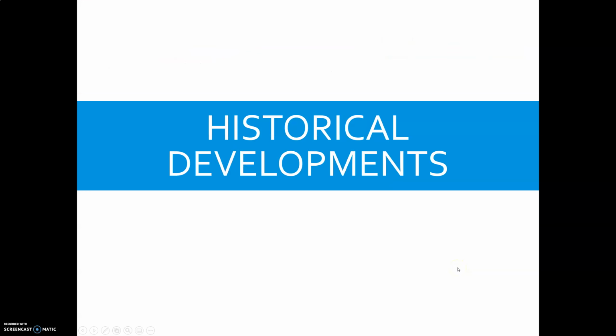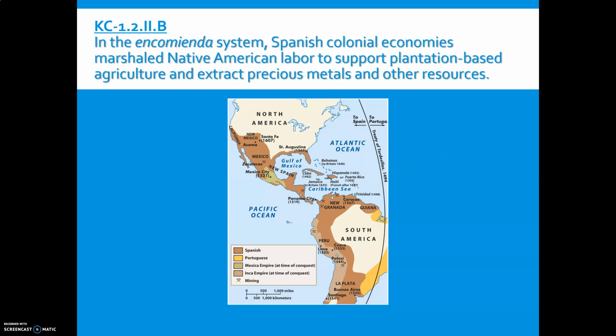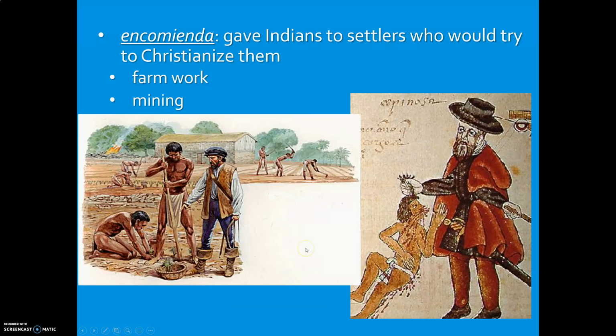And so let's look at some historical developments related to this. Our first one states that in the encomienda system, Spanish colonial economies marshaled Native American labor to support plantation-based agriculture and extract precious metals and other resources. So in encomienda, we've looked at this earlier this year, and encomienda is a labor system designed by the Spanish to take advantage of existing laborers, that is to say Native Americans, in their empire.